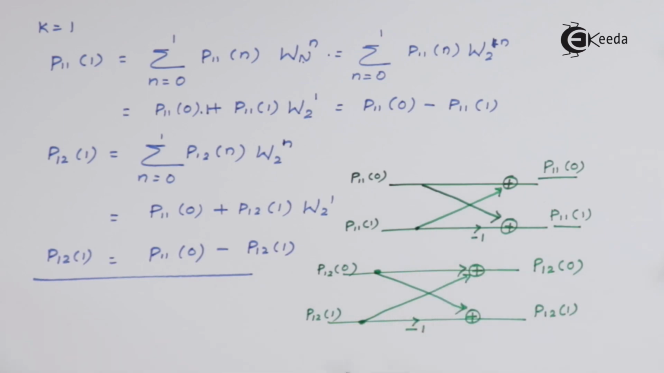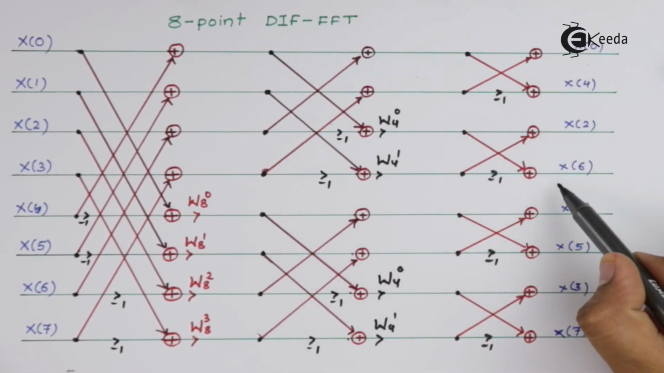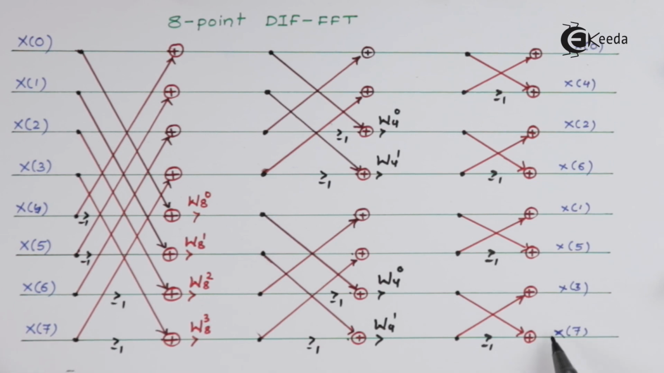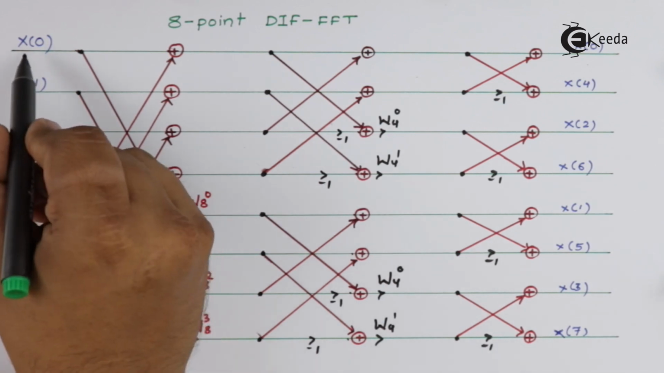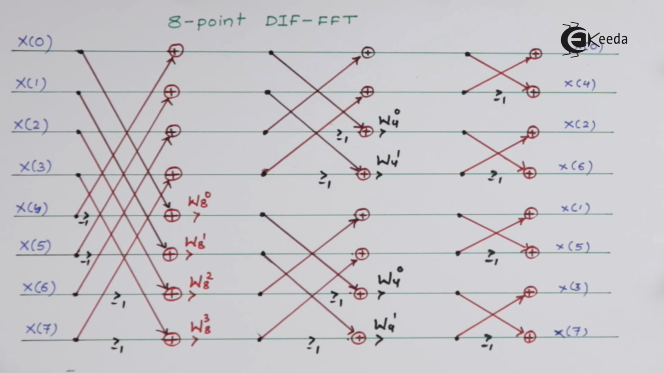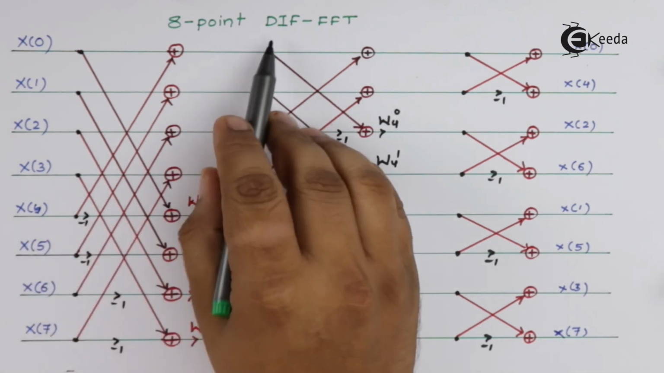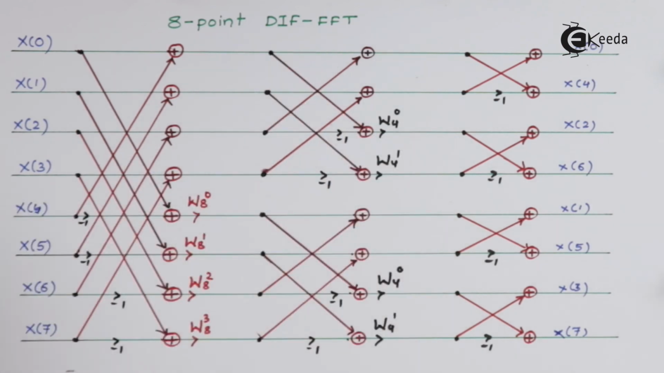Similar calculation we will do for the next 4 sample values, and I will draw the butterfly diagram using this. So look at here, this was the last part as we have drawn, and the next first part which is similar to the first one, and after connecting all the points with each other you can directly convert any x of k value into your x of n values. Now this is all about 8 point DIFFFT, that is decimation in frequency fast Fourier transform.